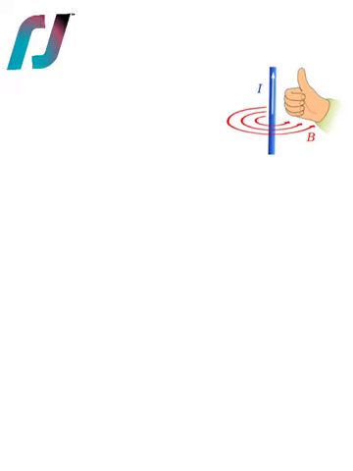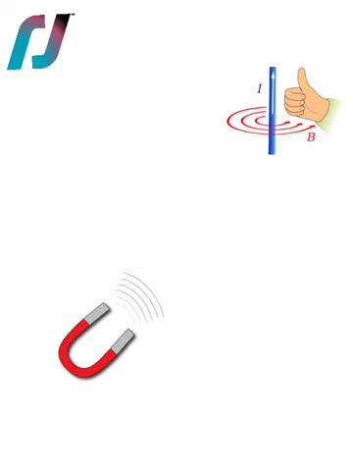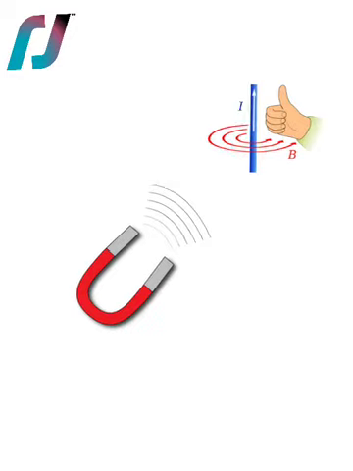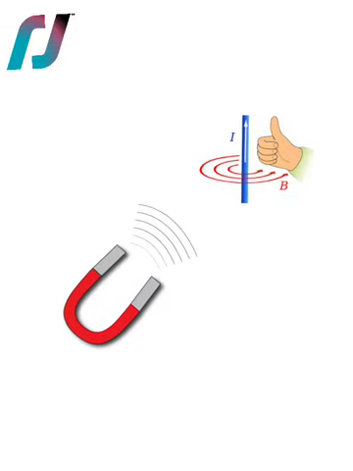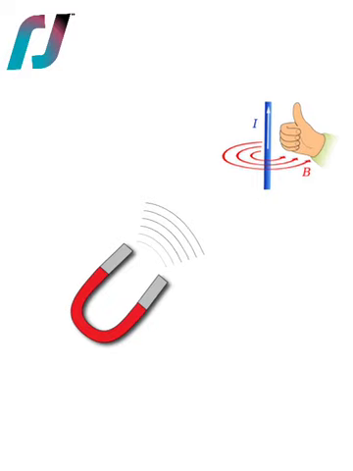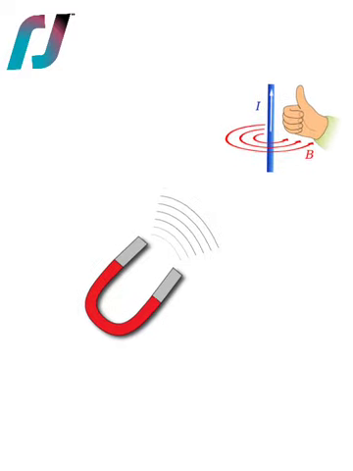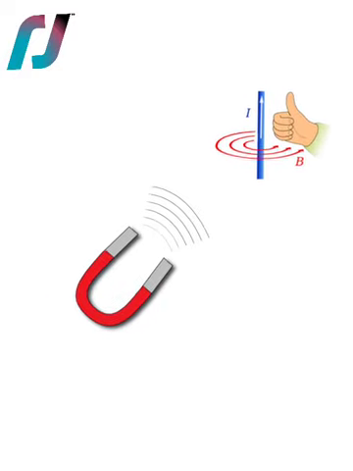As we have already discussed, a current carrying conductor produces a magnetic field. If this magnetic field produced by the conductor gets closer to a permanent magnet, they both experience a force. Now, the principle of a motor says that a current carrying conductor in the presence of a magnetic field experiences a force.